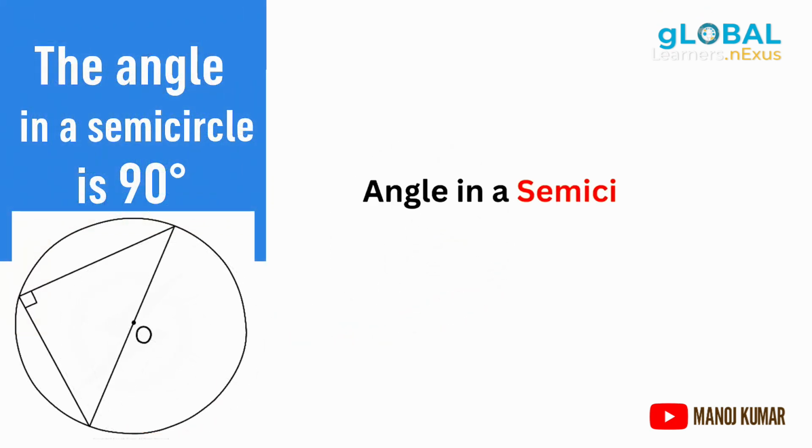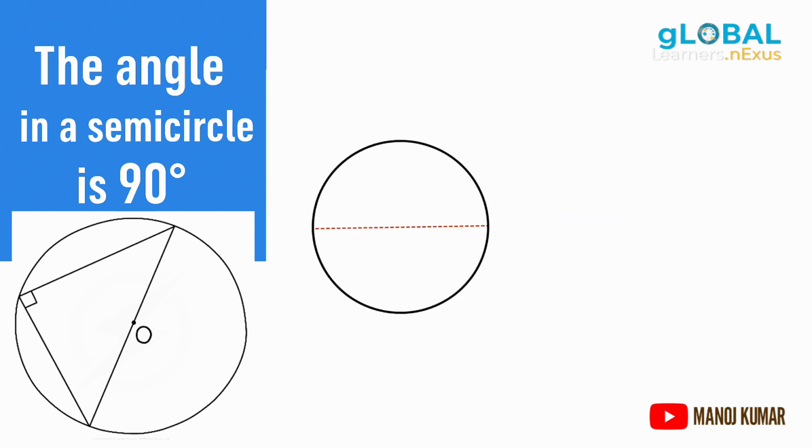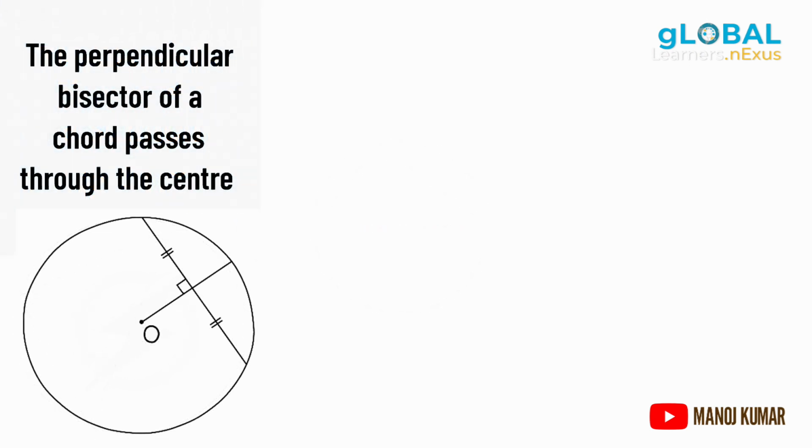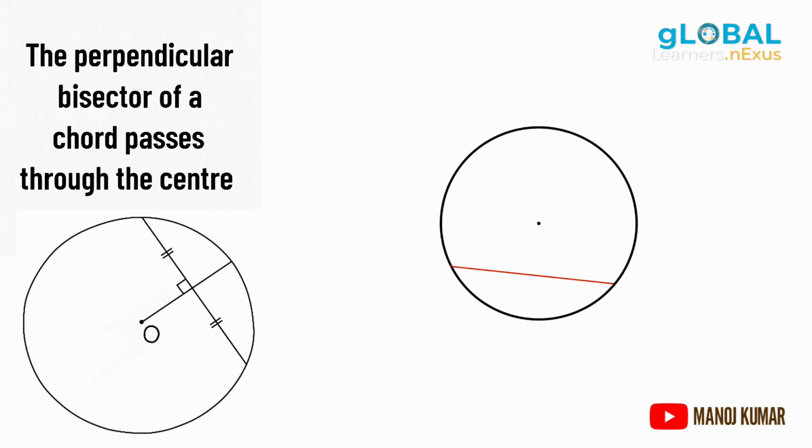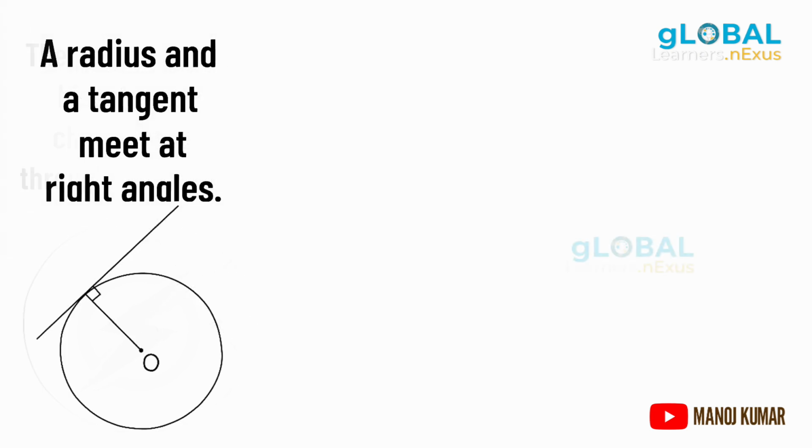Angle in a semicircle is always 90 degrees, which means if an arc is a semicircle, that is, its endpoints lie on a diameter, then the angle subtended at the circumference is always 90 degrees. Chord bisector theorem. This means that if we draw a line that is both perpendicular to a chord and divides it into 2 equal parts, then that line must pass through the center of the circle.